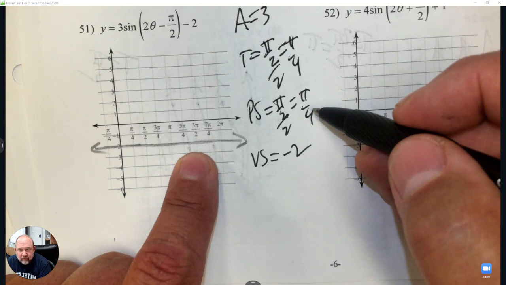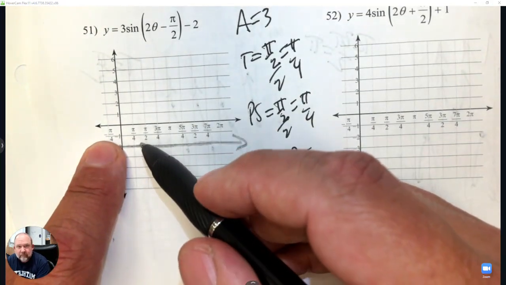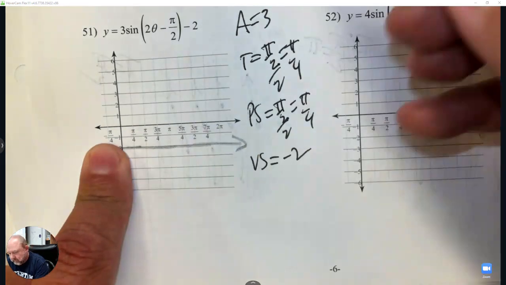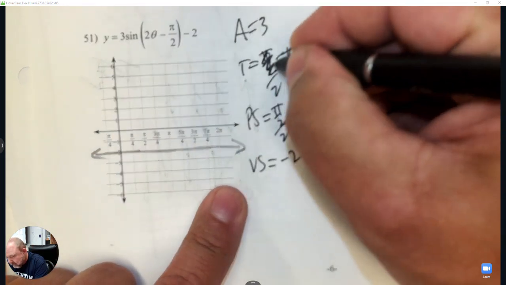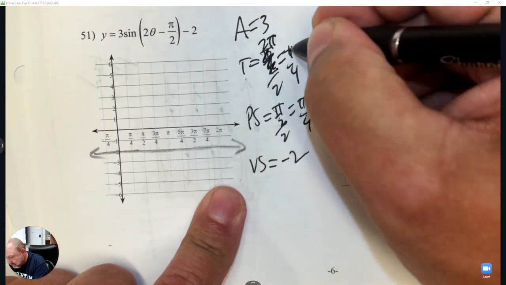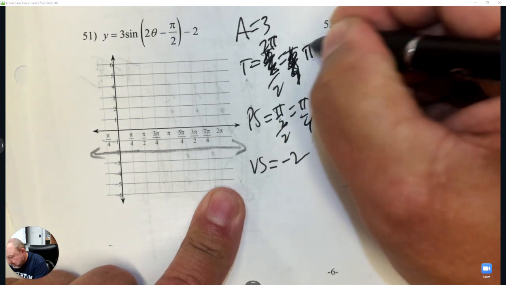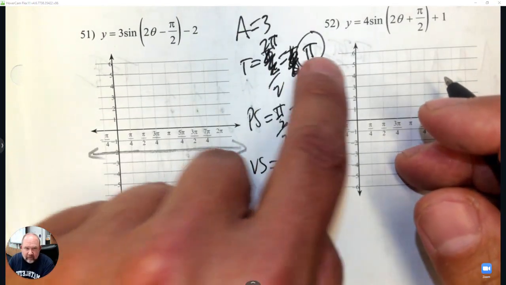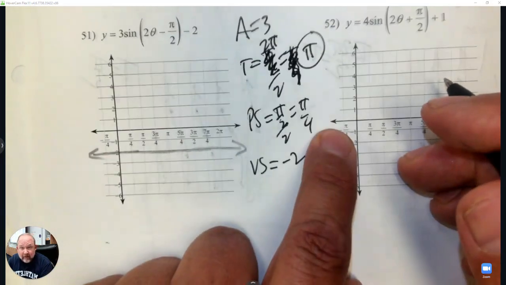I'm going to go to the phase shift, which is at pi over 4. Oh, this period is wrong. The period should be 2 pi divided by 2, so the period is actually pi. We start with 2 pi divided by 2, the 2's cross out, and it's just pi. But we are starting at pi over 4.